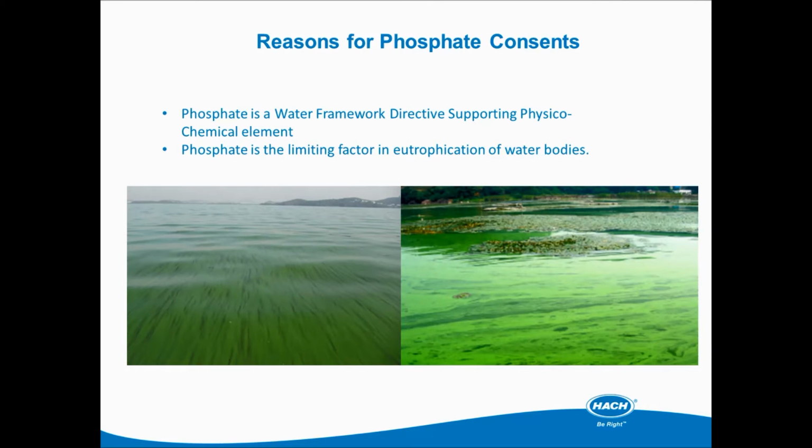So why are we measuring phosphorus? Well, phosphorus is one of the supporting physico-chemical elements named in the Water Framework Directive. The list includes pH, ammoniacal nitrogen, dissolved oxygen and alkalinity, and these are required to be monitored under the Water Framework Directive. The problem comes when too much phosphorus is present along with other nutrients, including nitrogen.